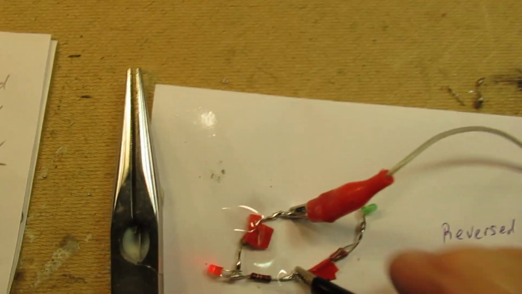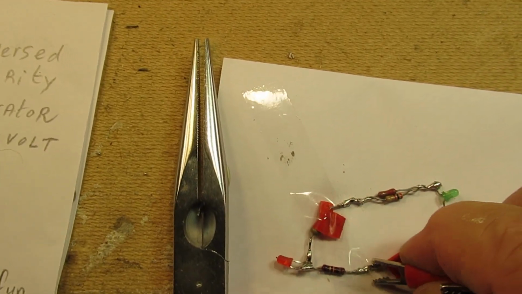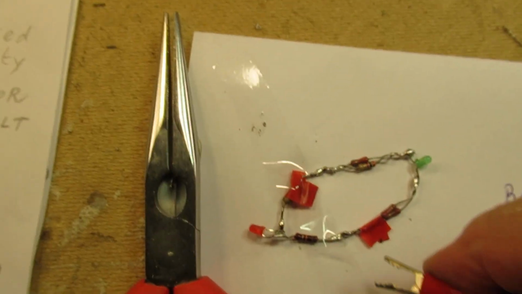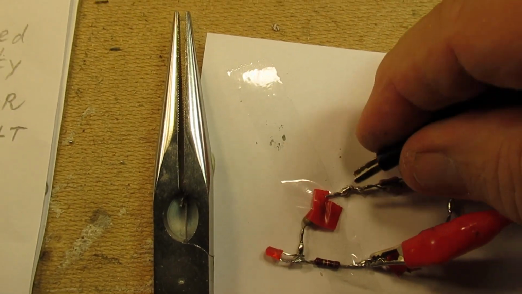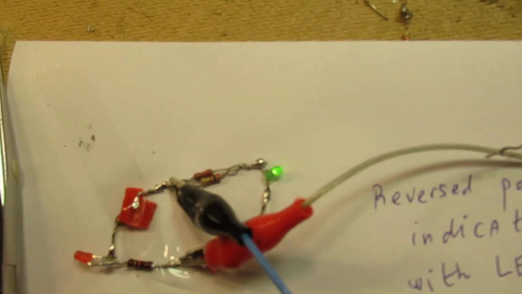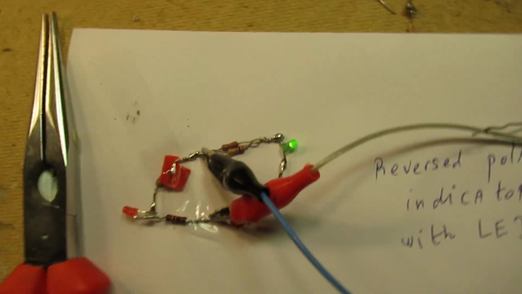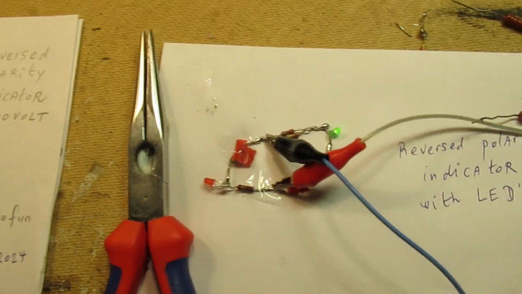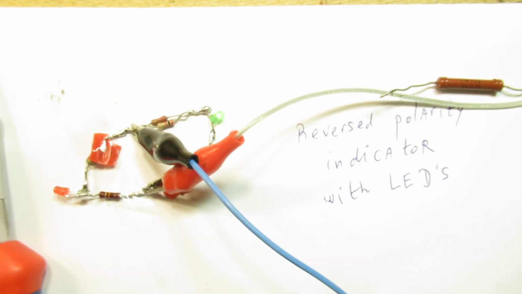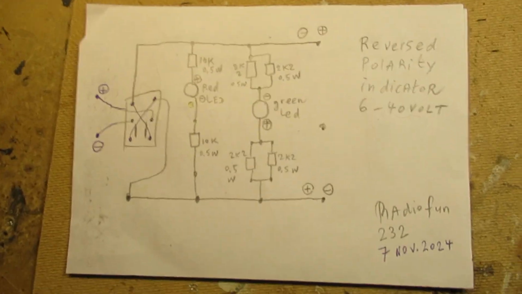My camera starts to flicker, so I have to be very short. Now I reverse the positive and the negative here, and now the green LED lights up. You can surely see it, and I've tested it all experimentally and found that this circuit worked properly between 6 volts and 40 volts. And those are the voltages that are needed in the new circuit that I am working on. Thanks for watching.